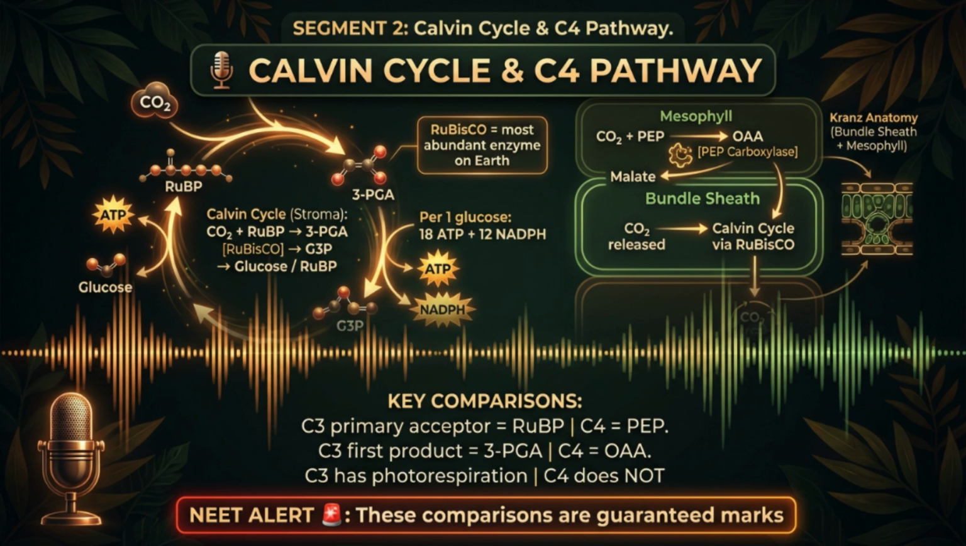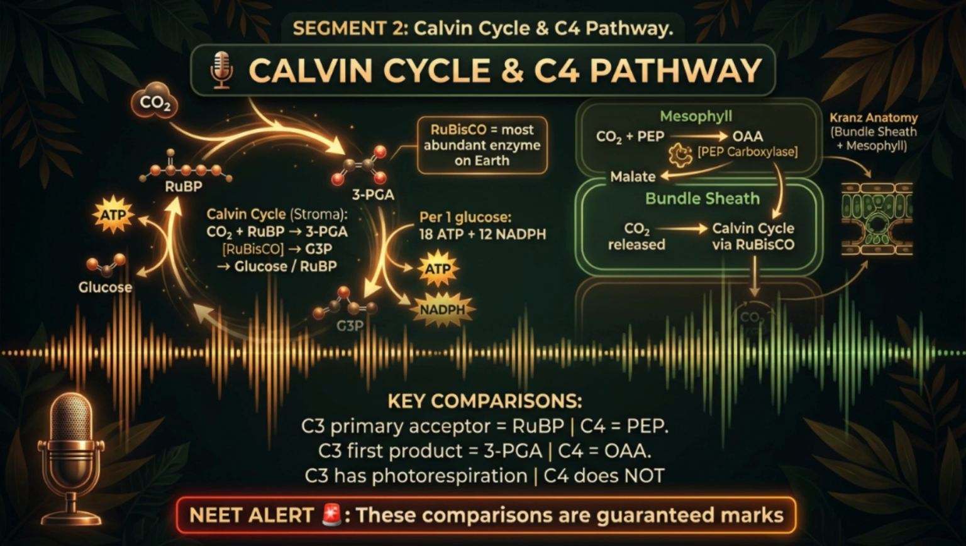First, carbon fixation. The enzyme Rubisco catalyzes the combination of one CO2 molecule with RuBP, a 5-carbon sugar, to produce an unstable 6-carbon compound that immediately splits into 2 molecules of 3-PGA, 3-phosphoglyceric acid. First stable product. Please tattoo this on your brain.